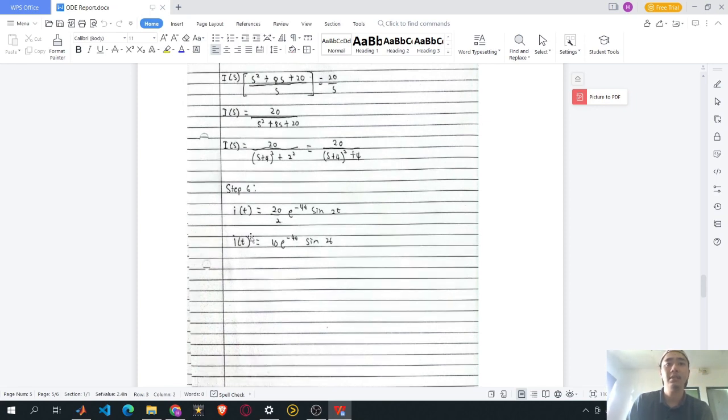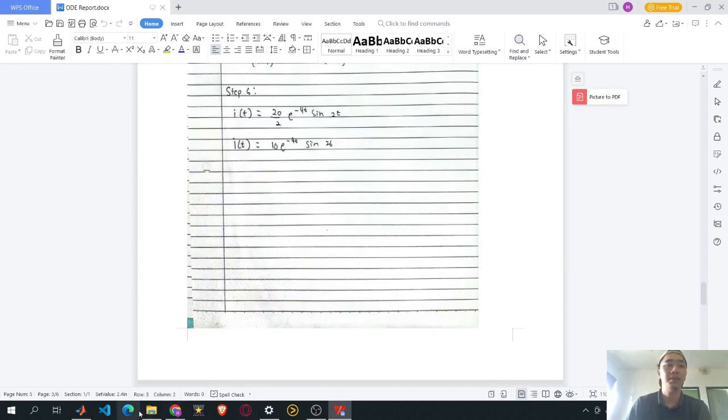So I is like this. So it's 20 over 2 exponent to the power of negative 4t sine 2t, and 20 over 2 is just 10, so 10 exponent to the power of negative 4t sine 2t.